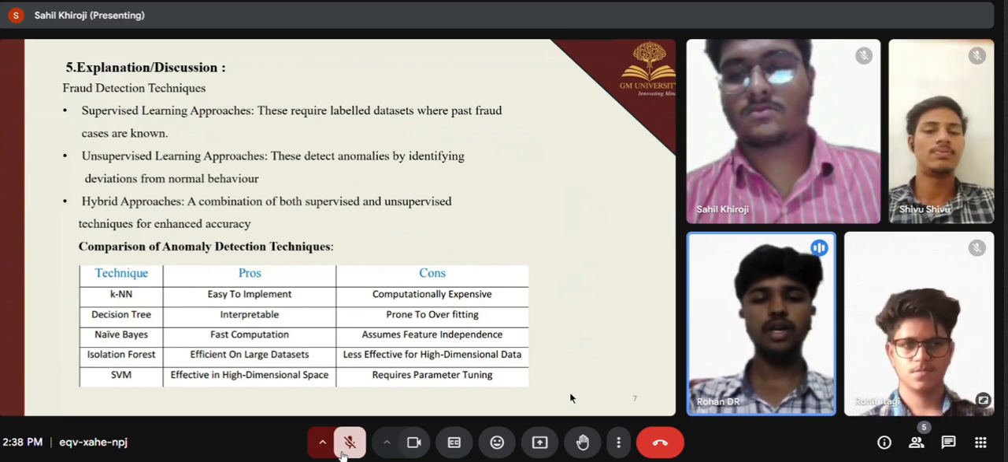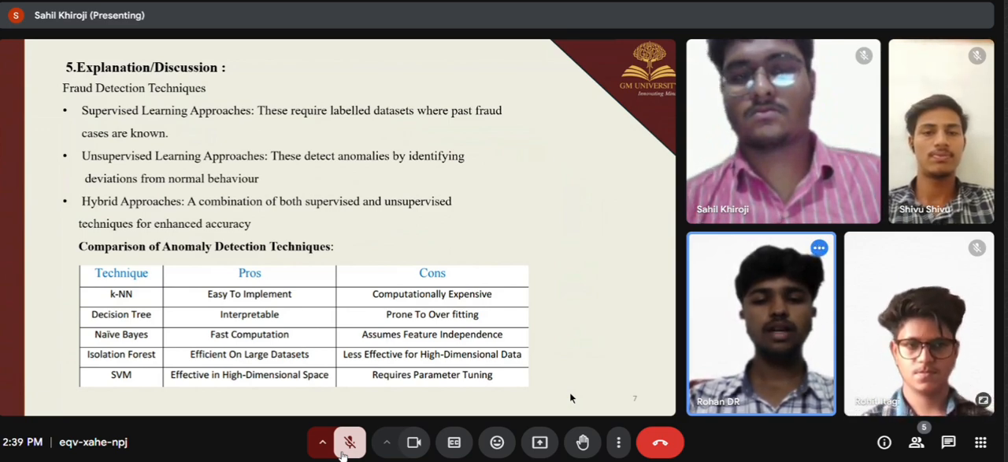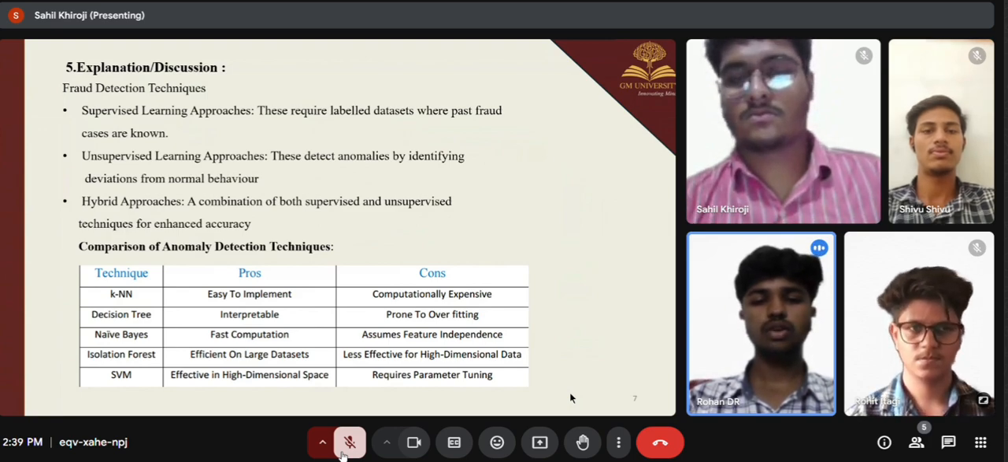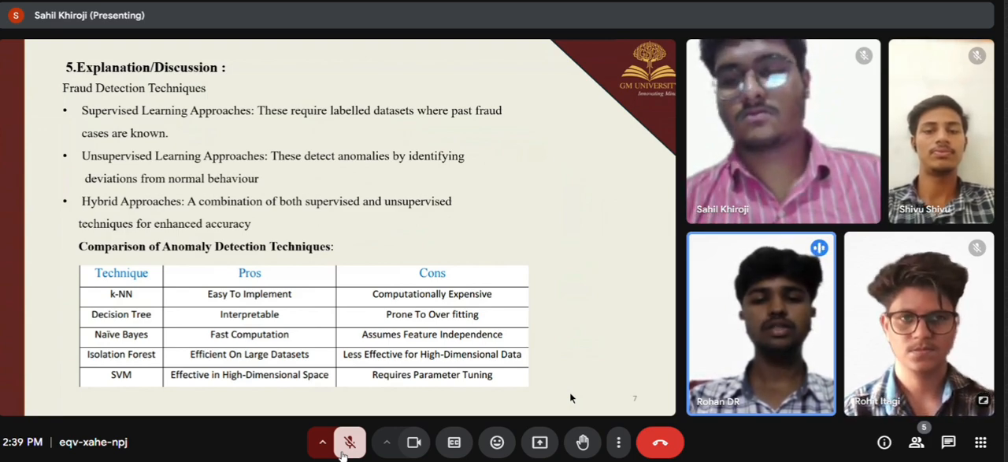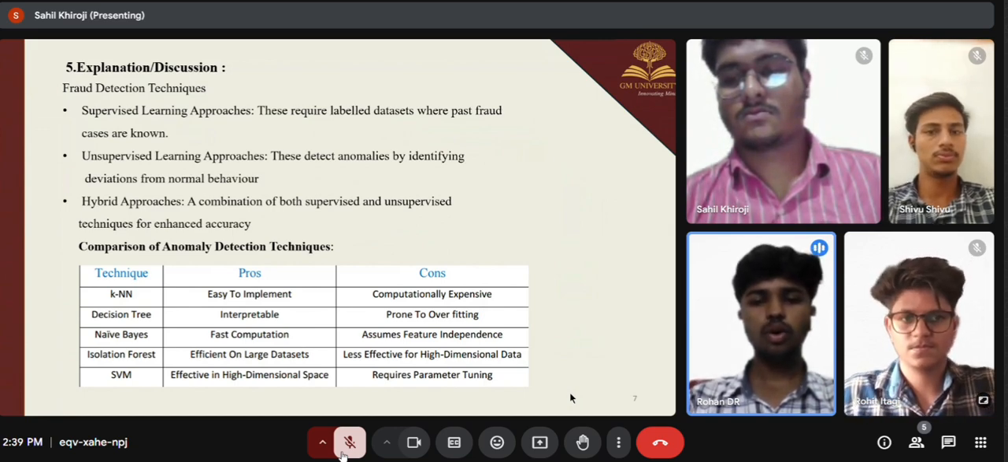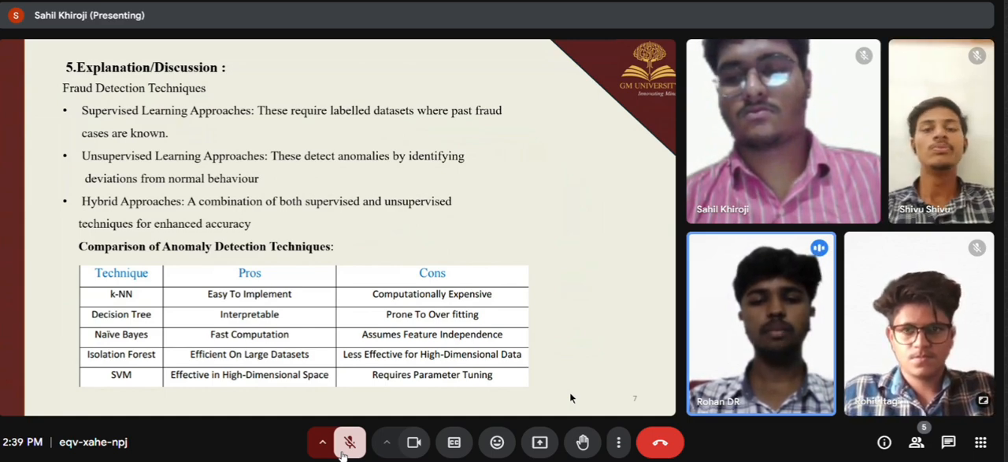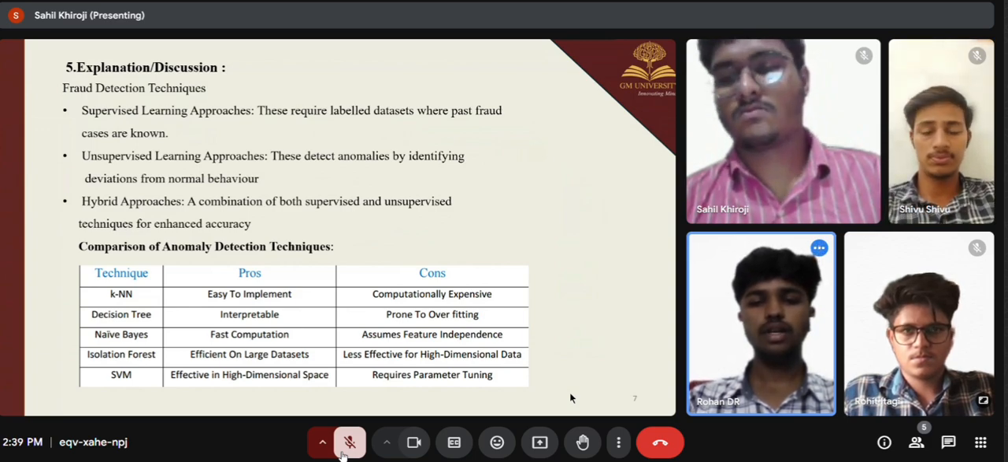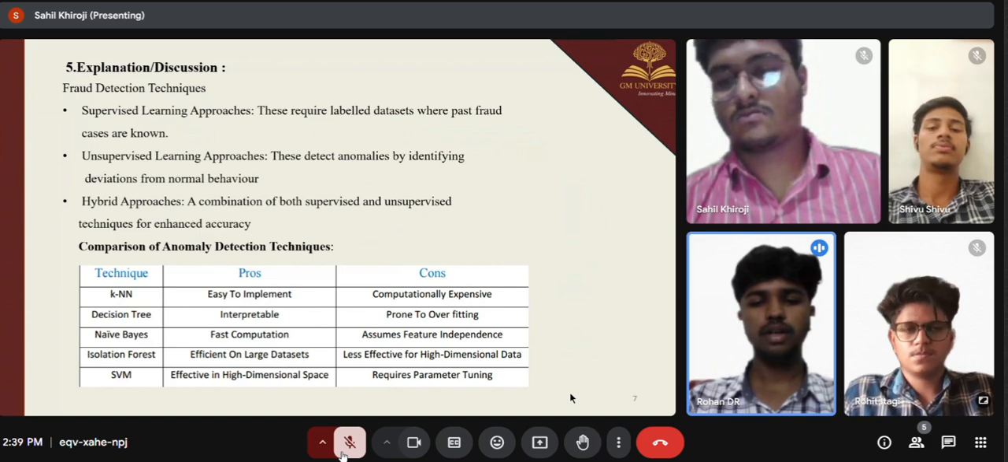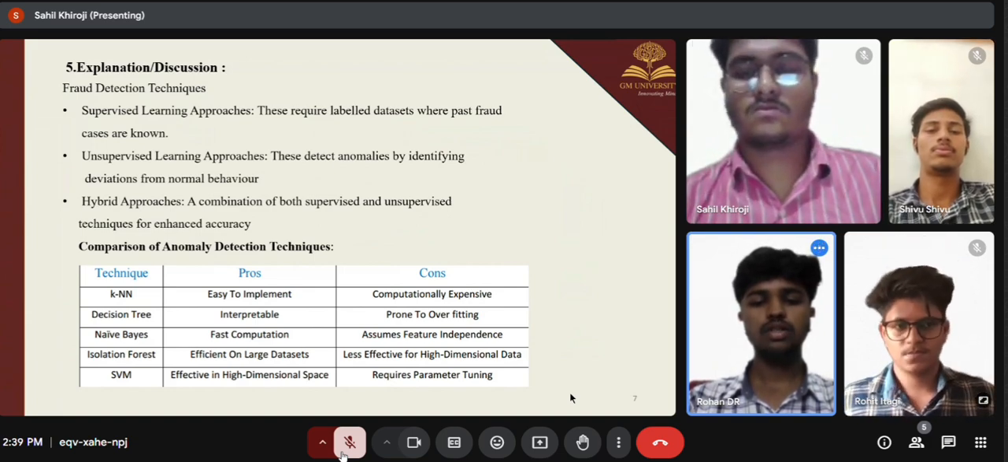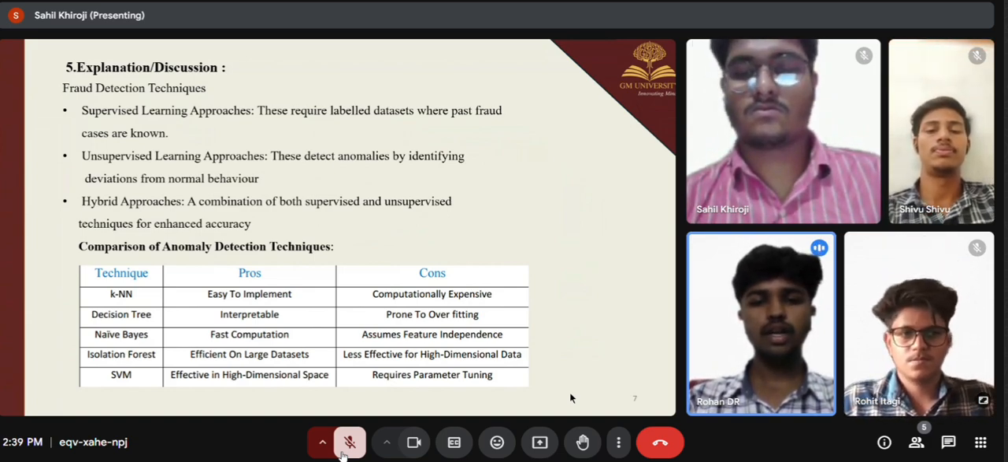And now, this is the comparison of anomaly detection techniques. The KNN technique: the pro is that it is easy to implement, and the con is that it is computationally expensive. The decision tree: the pro is that it is interpretable, and the con is that it is prone to overfitting. Naive Bayes: it is fast in computation but assumes feature independence. The isolation forest is efficient on large datasets but less effective for high dimensional data. SVM stands for support vector machine. It is effective in high dimensional space, and it requires parameter tuning.